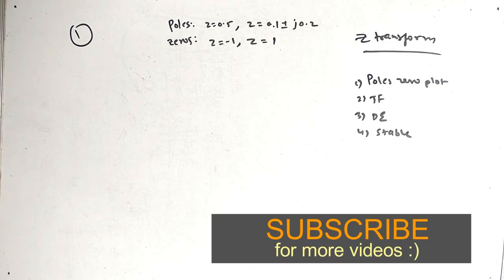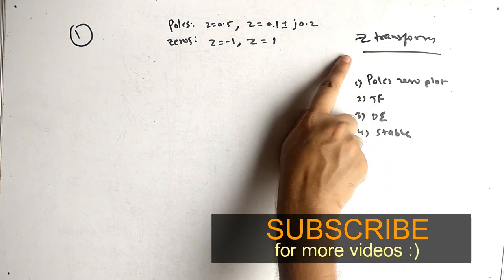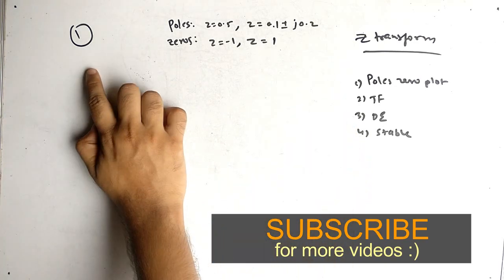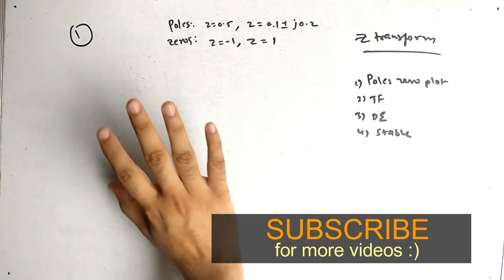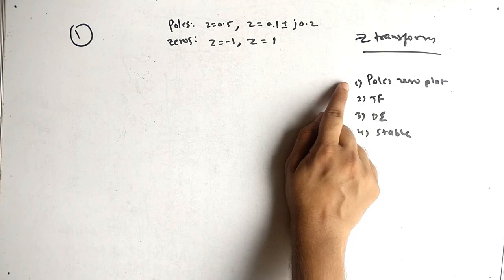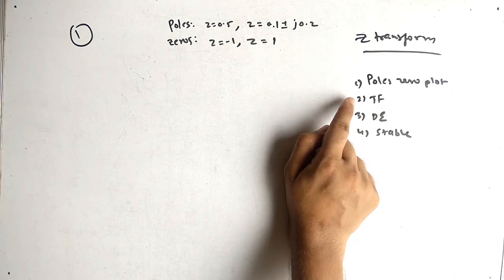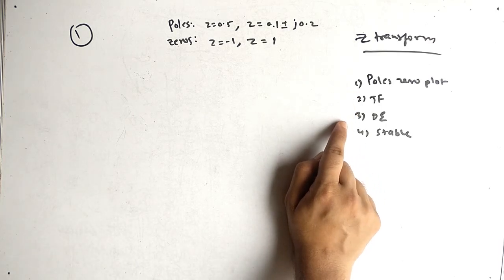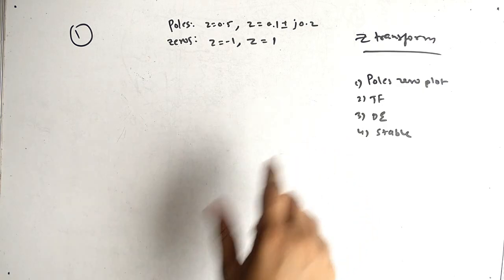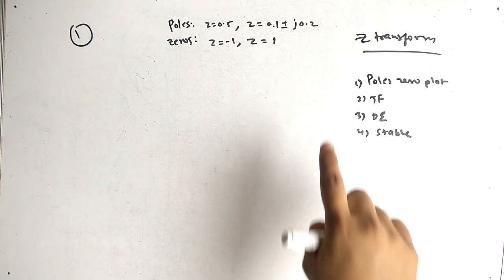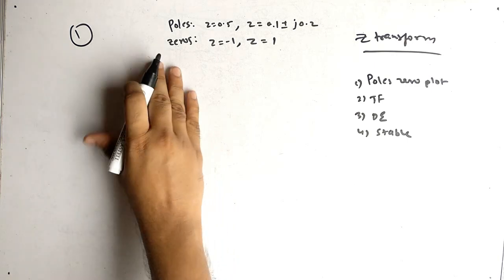Hello friends, in this video we will solve some exam questions on the Z transformation topic. The very first question we have here is that poles and zeros are given. Now we have to find the pole zero plot, transfer function, difference equation, and check whether the system is stable or not. So let's start with the first topic, that is poles and zeros.